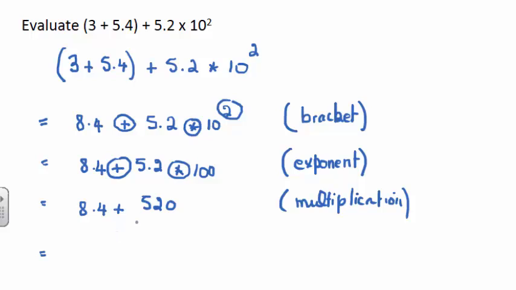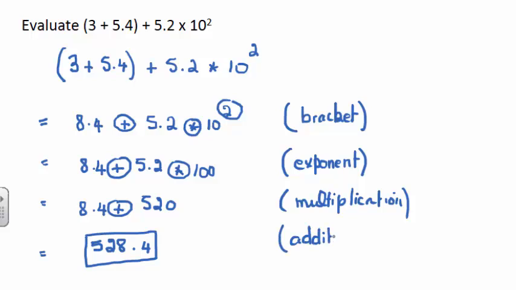Next, I have 8.4 plus 520. That means 528.4 is my final answer, and I call this addition.